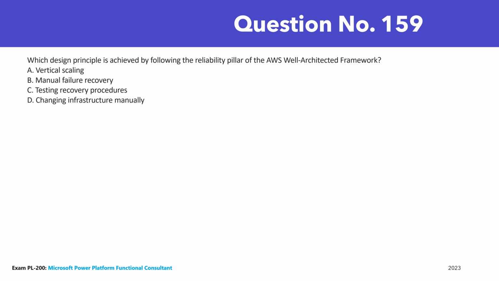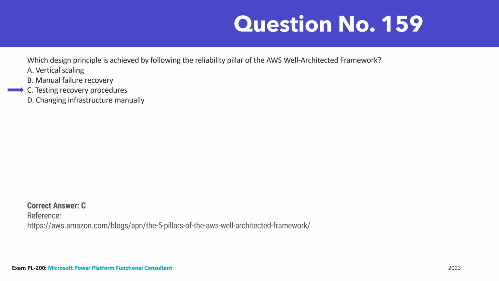Which design principle is achieved by following the reliability pillar of the AWS Well-Architected Framework? A. Vertical scaling. B. Manual failure recovery. C. Testing recovery procedures. D. Changing infrastructure manually. Correct answer, C.